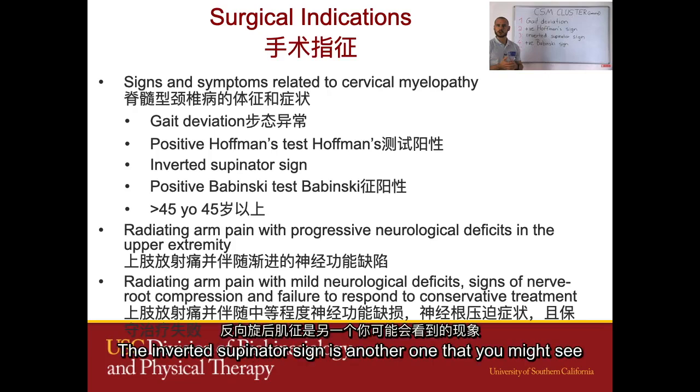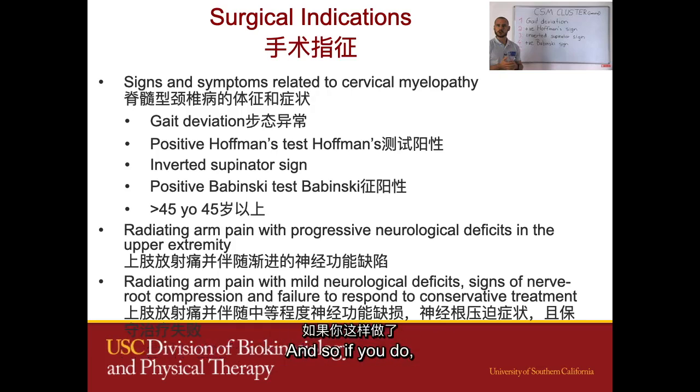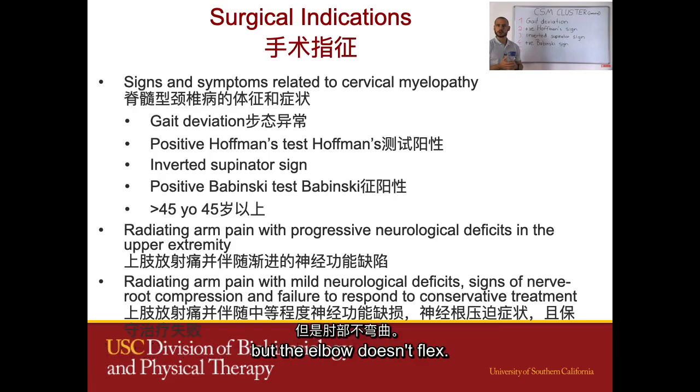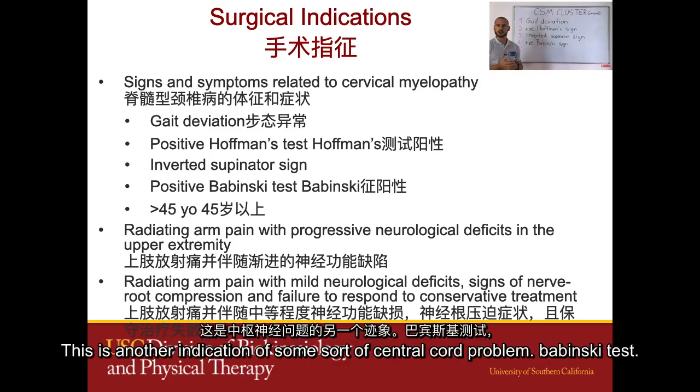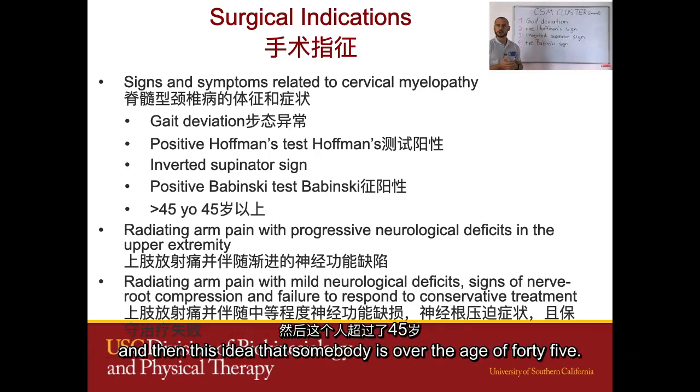the inverted supinator sign is another one that you might see, and that is basically the reflex of the brachioradialis. And so if you do a reflex hammer at the brachioradialis, it causes the finger to flex, but the elbow doesn't flex. So again, this is another indication of some sort of central cord problem. Babinski test, hopefully you guys know that one. That's also central cord. And then this idea that somebody is over the age of 45.